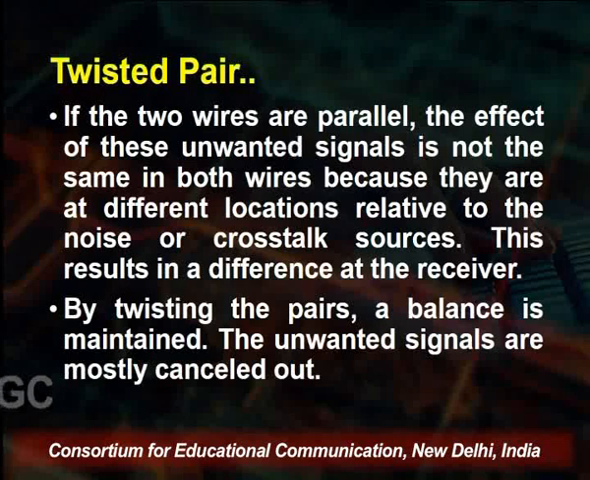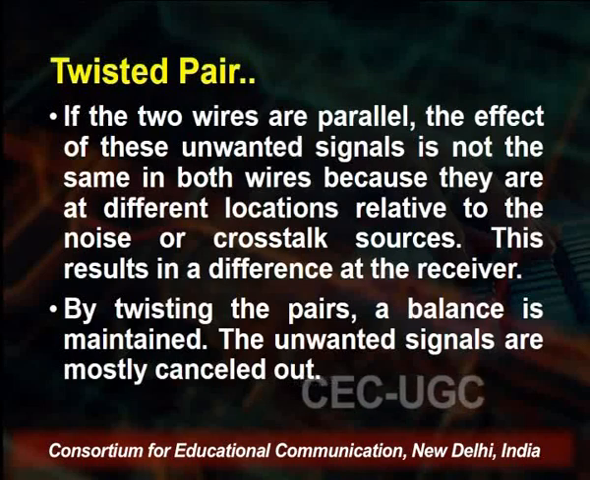But when we twist the pairs, this balance is maintained. That is, whatever crosstalk happens at one point, similar crosstalk will happen at the other point also. Therefore, the unwanted signals are mostly cancelled out, and what the receiver gets will be somewhat noise free, or a relatively better quality signal. So, twisting of these wires is a feature incorporated to reduce the effect of crosstalk that occurs when the wires are parallel to each other.